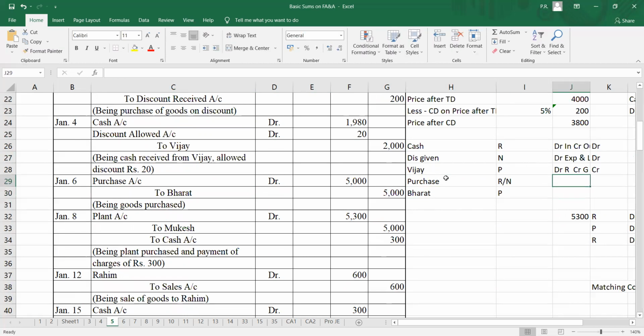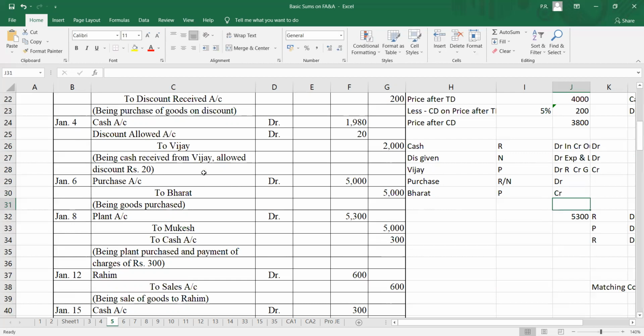So when I say, suppose I say purchase is a nominal account, what is the rule of nominal account? Debit all expenses and losses, credit all incomes and gains. Purchase is an expense, so I'll say debit purchase. Bharat is a personal account who is giving me goods on credit. So he is the giver of benefit. So I'll say debit the receiver, credit the giver. In that case, Bharat will be credited.